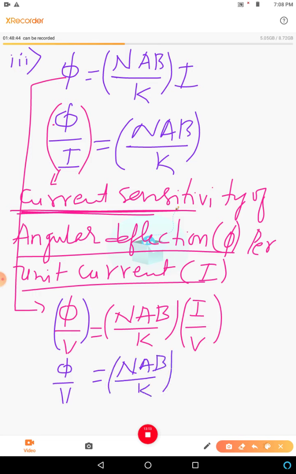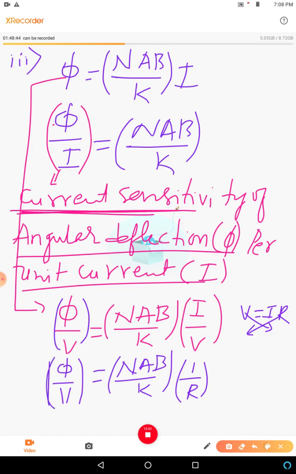What is I by V? V by I is R, so I by V is 1 by R. Now this becomes 1 by R. So therefore voltage sensitivity will be NAB by K into 1 by R.